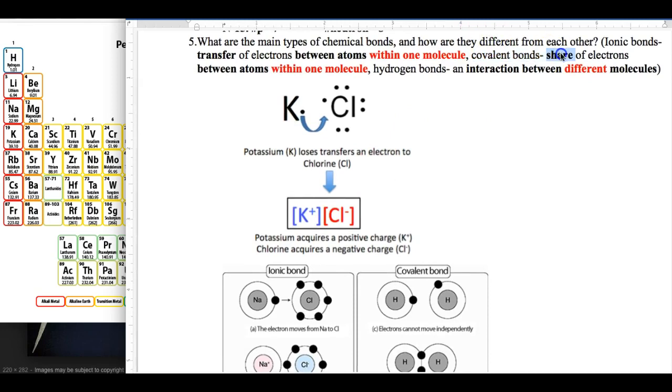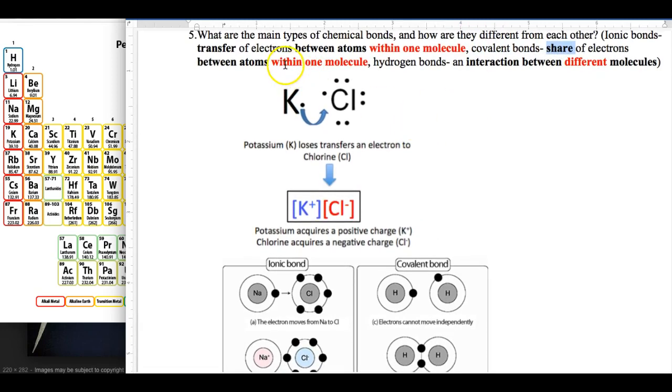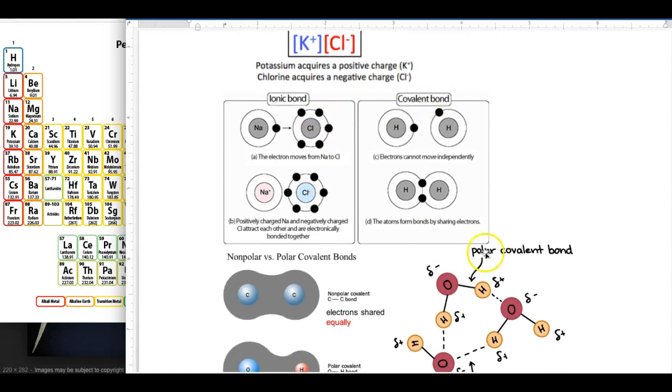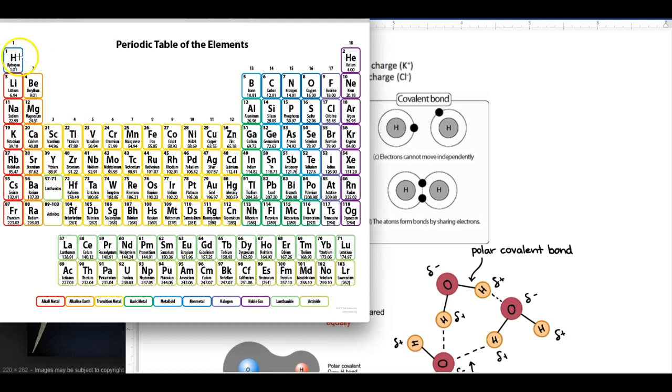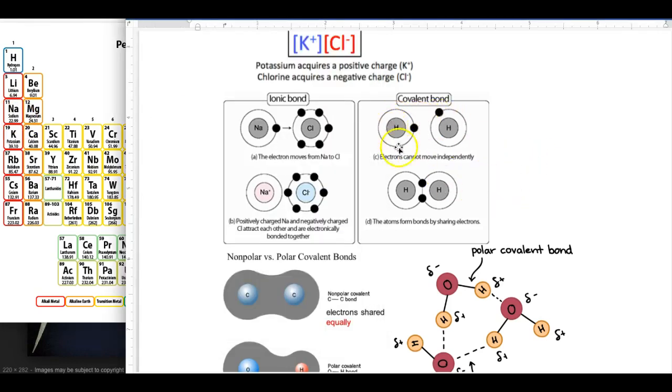Covalent bond is a share of electrons between atoms within one molecule. So for example, right here, each hydrogen has 1 electron on the outermost shell, right? Hydrogen is right here. Remember, if it's in this column, they all have 1 electron on the outermost shell. I'm not going to ask you how many electrons a particular atom would have on the outermost shell, but I will tell you, and you have to use that to answer questions. So for example, right here we have hydrogen with 1 electron on the outermost shell, another hydrogen with another electron on the outermost shell.